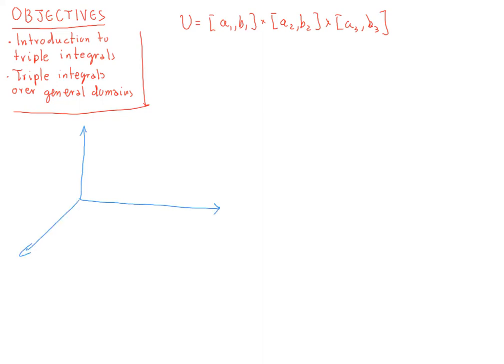Computer-generated image would be so much better. But let's say that a1 and b1 are somewhere here, and then let's say that a2 and b2 are somewhere here, and let's say that a3 and b3 are somewhere here. So what would this look like? First of all, let's understand what the projection of this box on the XY plane would look like. And then what we need to do is take this and elevate it to the height of a3 and then to the height of b3.